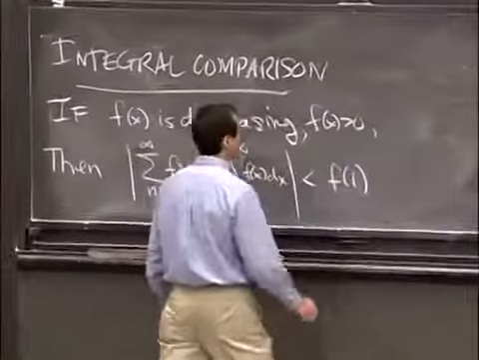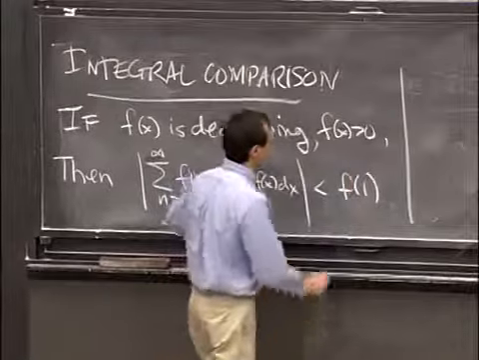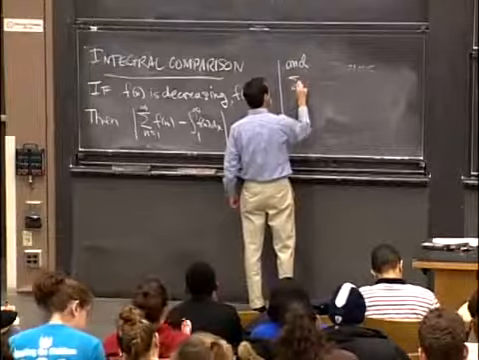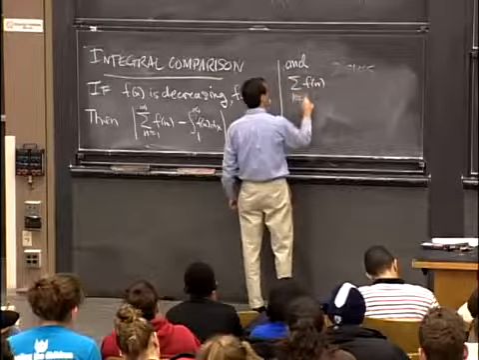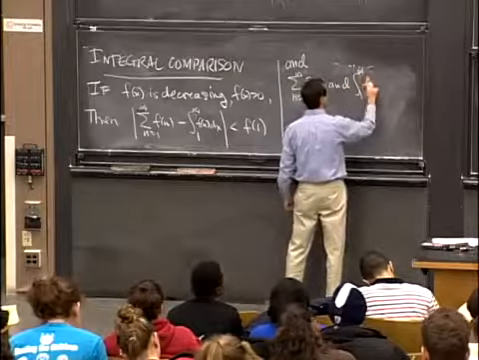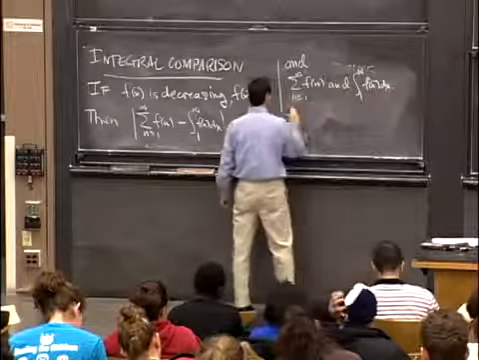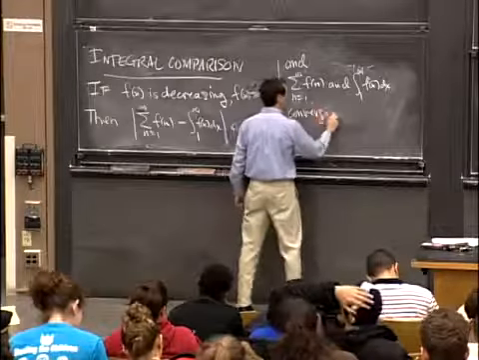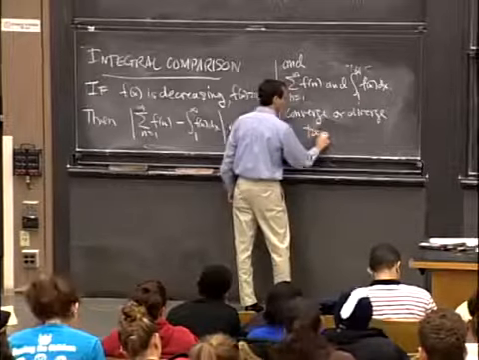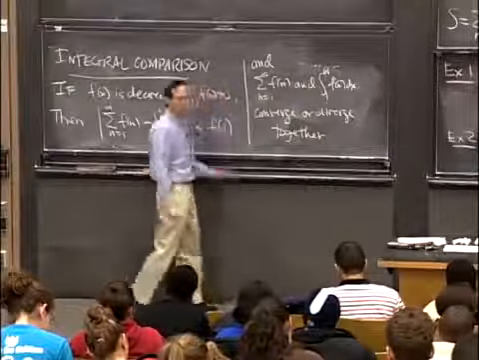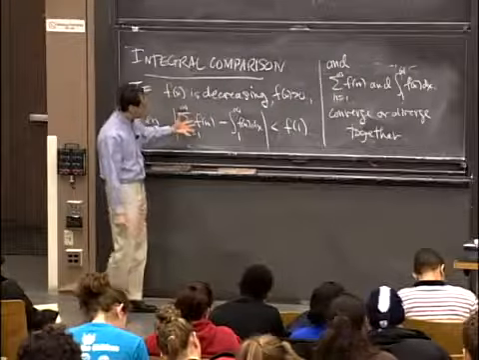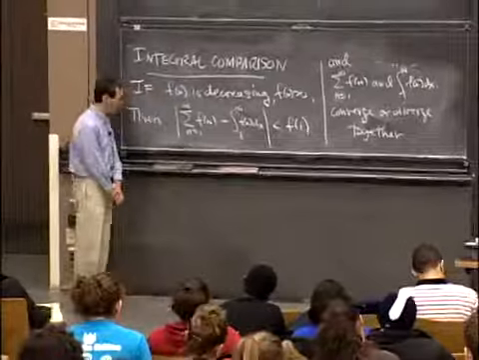All right? Now, if both of them, the sum and the integral, converge or diverge together. That is, they either both converge or both diverge. This is the type of test that we like, because then we can just convert the question of convergence over here to this question of convergence over on the other side.